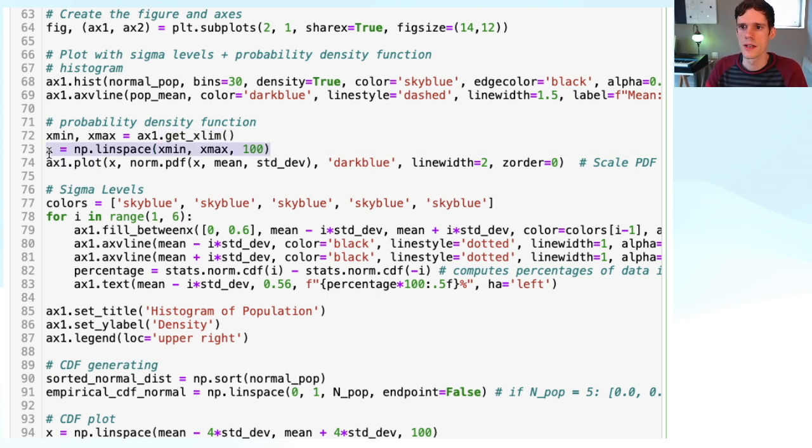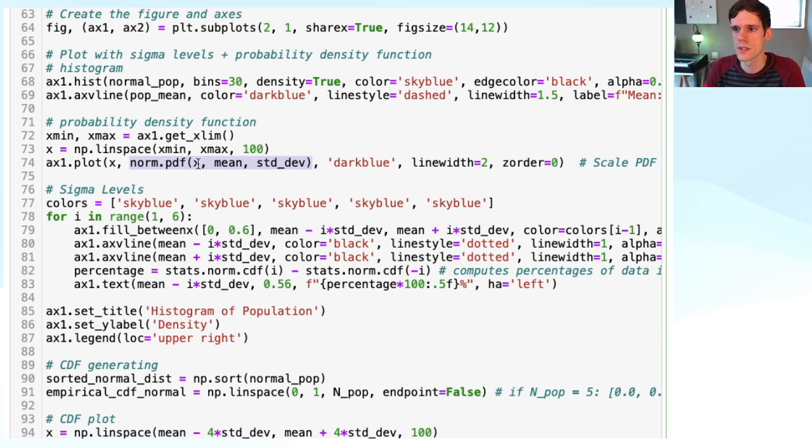Now x will be an array of linearly spaced values going from the minimum x, which is the first parameter, to the maximum x, which is the second parameter, and it will have exactly 100 elements. And then to plot the probability distribution, we simply plot a line plot. So we do x1.plot. On the x-axis, we want to have exactly this x that we just defined. Now the y value will be the probability density function, the actual shape of our line.